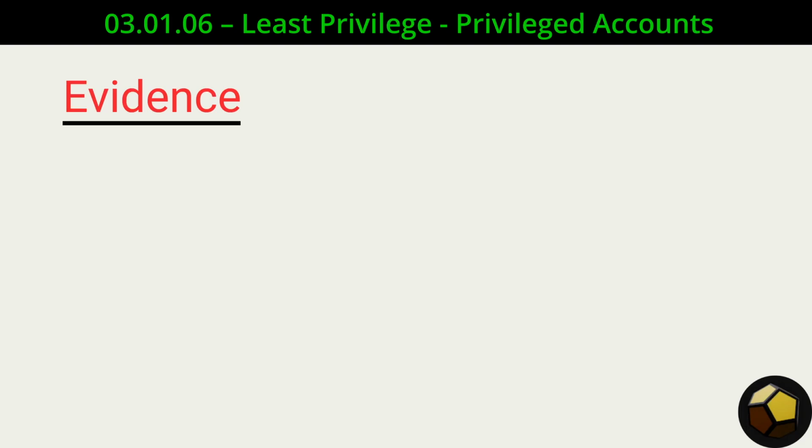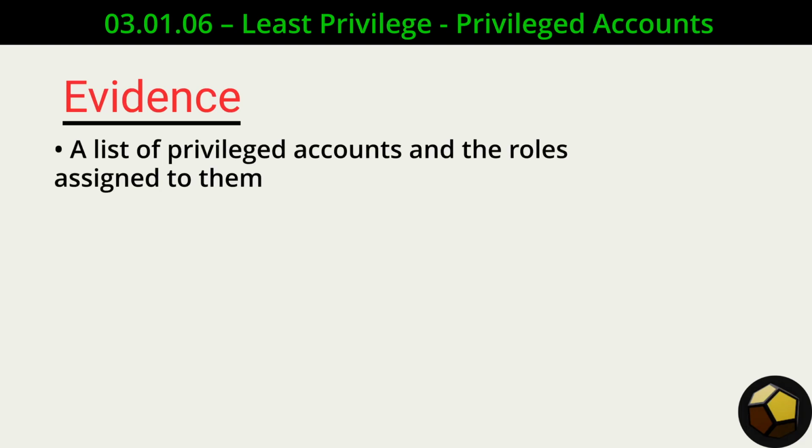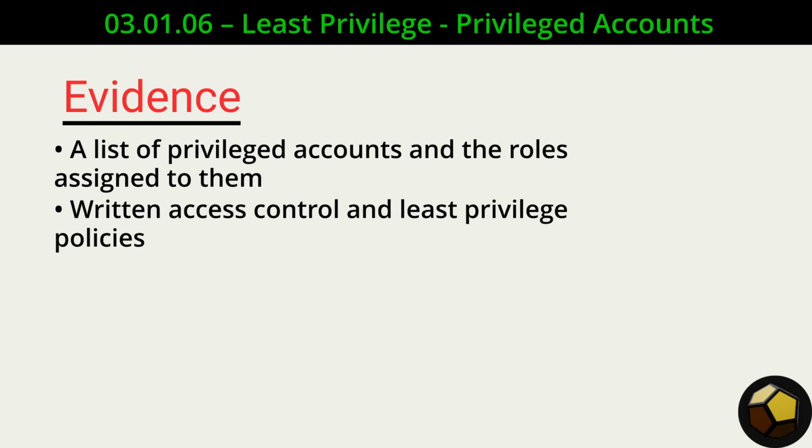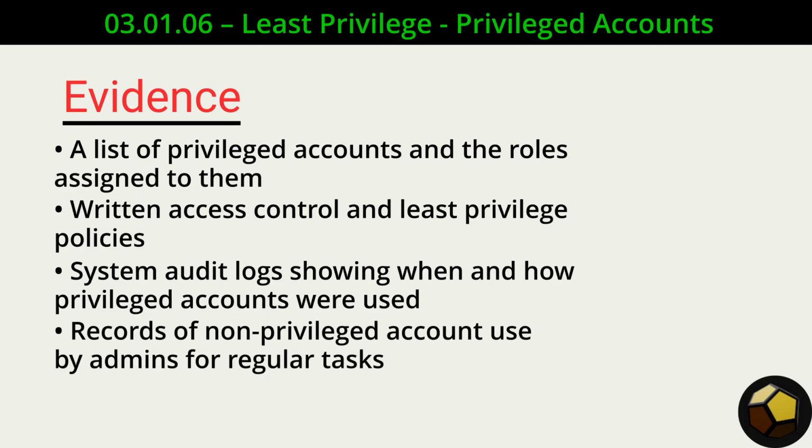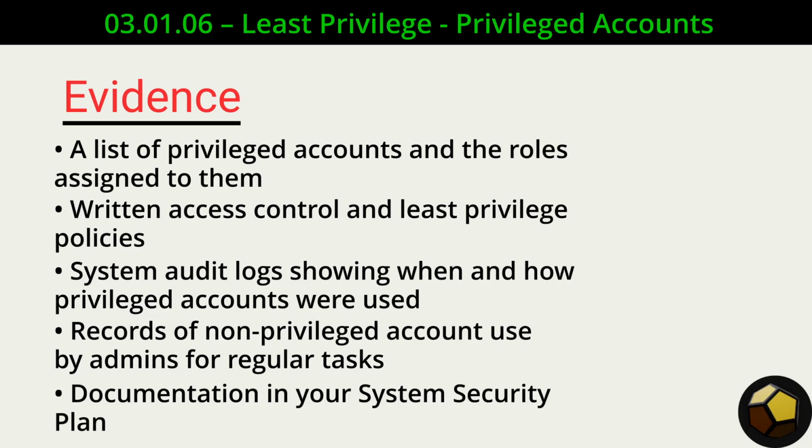Here's what auditors will likely ask for: a list of privileged accounts and the roles assigned to them, written access control and least privilege policies, system audit logs showing when and how privileged accounts were used, records of non-privileged account use by admins for regular tasks, and of course, documentation in your system security plan. You should also be ready to explain how you enforce these policies in practice.